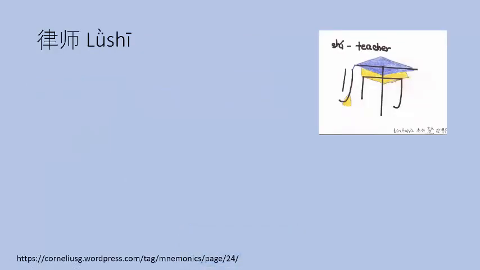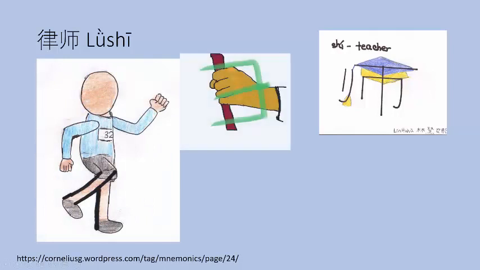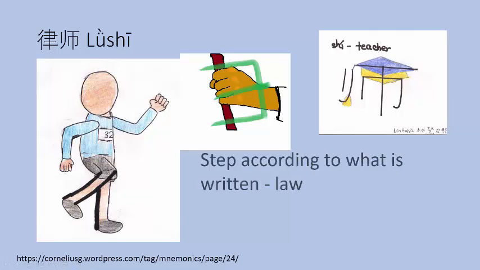The next character is 律师 for lawyer. The character 律 for law has the step radical in it, and then the hand holding a stick, which is symbolized by the line through the broom radical, and two lines written beneath it. So instead of a broom, it becomes a hand holding a stick writing something, writing two lines. To step according to what is written is to obey the law, and that's how we make the character law. 律师, lawyer.